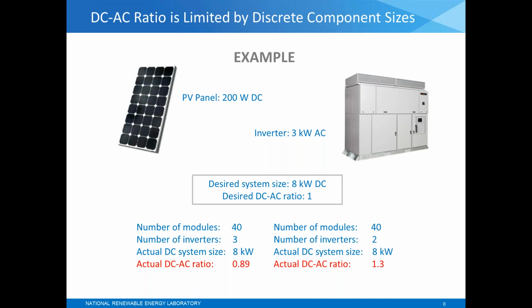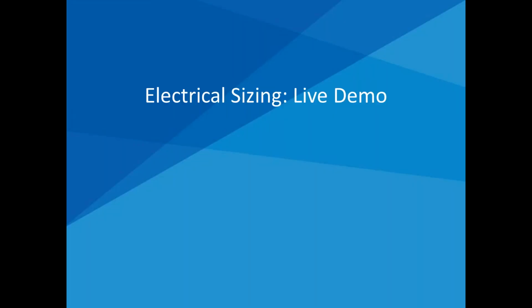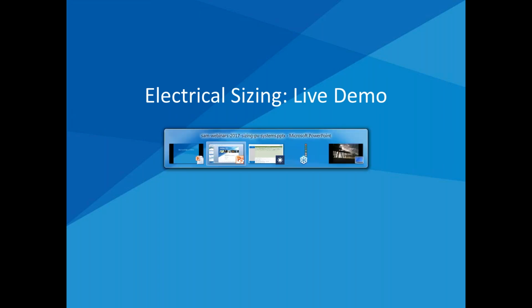This particular phenomenon becomes more of a problem for smaller systems. Once you get into really large utility scale systems, you can get pretty close to the desired system size and the DC to AC ratio, just because you have more options with the number of components, right? Because the size of the inverter is a much smaller percentage of the size of your system. So with that sort of brief introduction into the world of PV sizing, let's jump right into SAM.